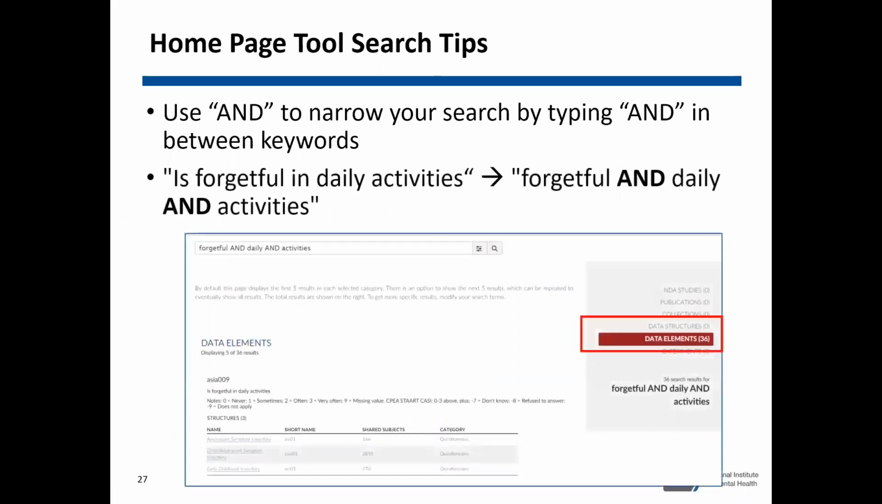So let's take that same example, "is forgetful in daily activities." Let's take out those keywords and input "and" in between those. So we have forgetful and daily and activities. This provides only 36 search results, and all those 36 search results are data elements. So this narrows down our search.